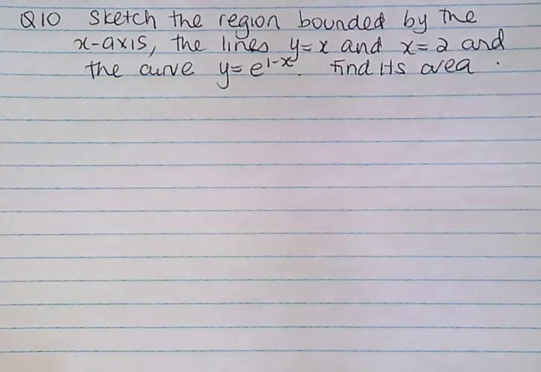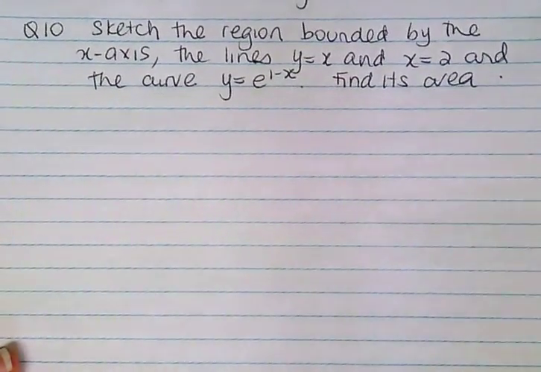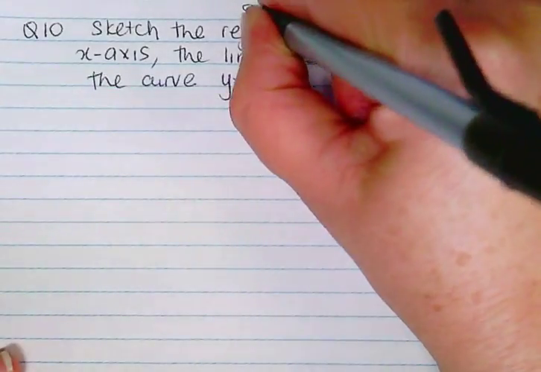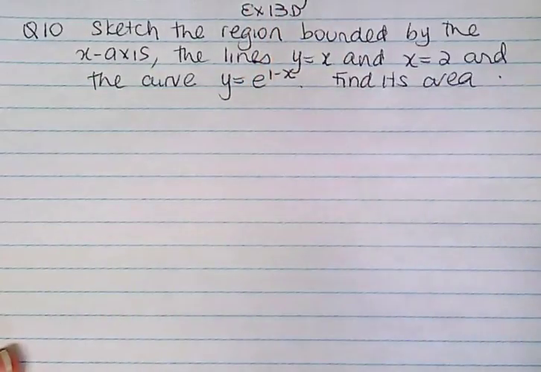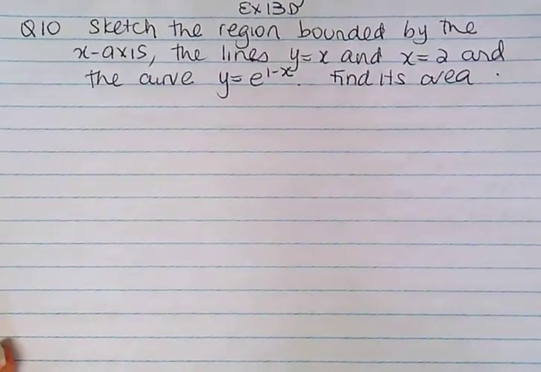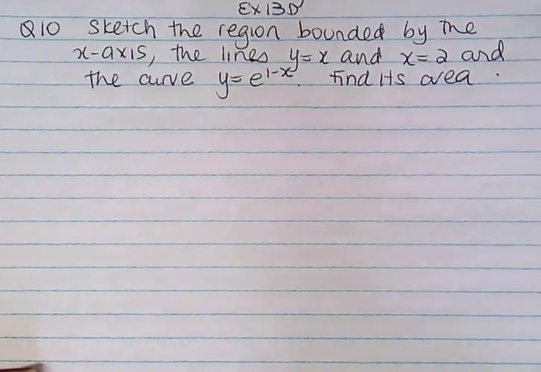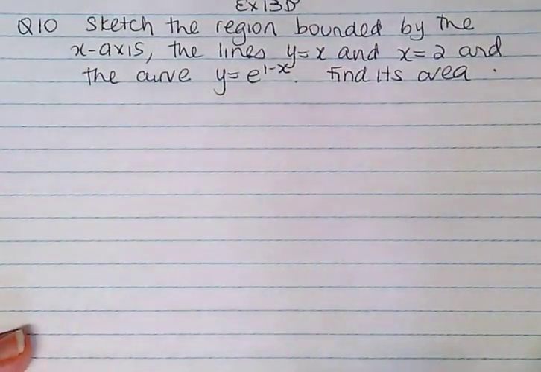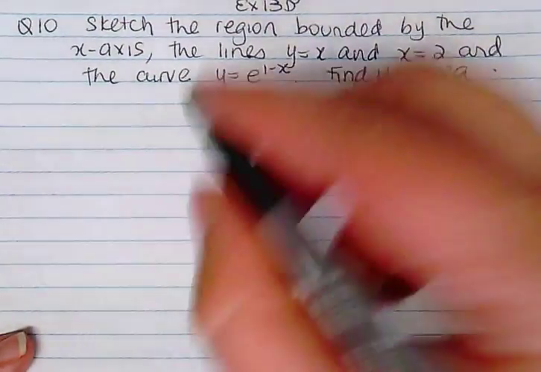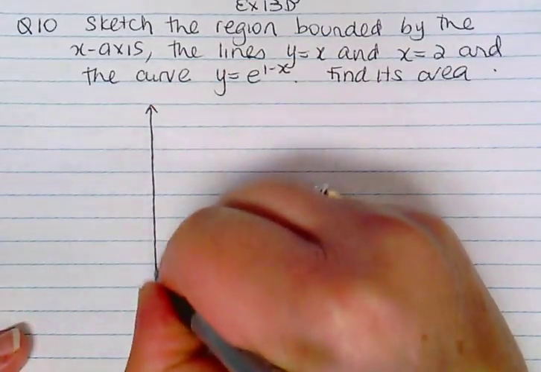Here is another question from exercise 13D, applications of integration. Sketch the region bounded by the x-axis, the lines y equals x and x equals 2, and the curve y equals e to the power of 1 minus x, and find its area.